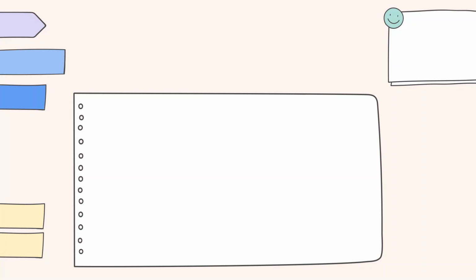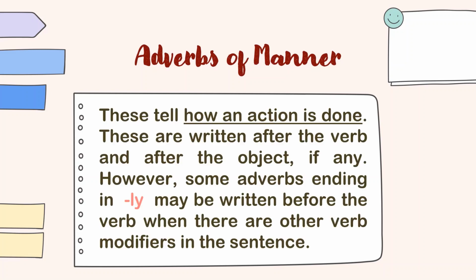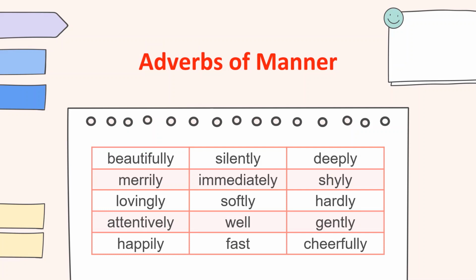There are 5 common types of adverbs. The first one is adverbs of manner. These tell how an action is done. These are written after the verb and after the object, if any. However, some adverbs ending in ly may be written before the verb when there are other verb modifiers in the sentence. Here are some examples of adverbs of manner.